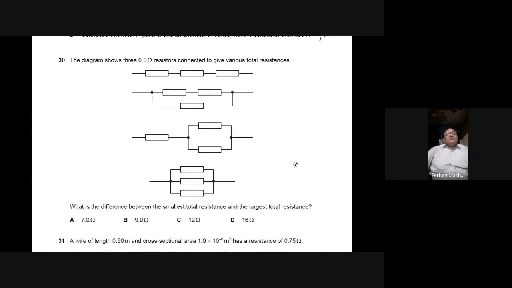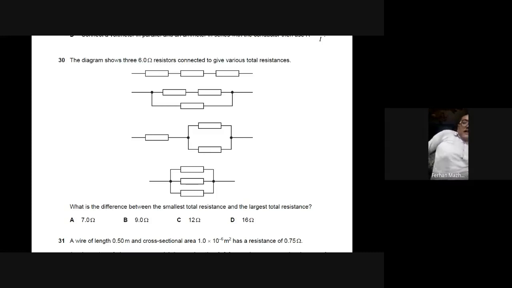Next, we have question number 30. The diagram shows three 6 ohm resistors connected to give various total resistances. What is the difference between the smallest total resistance and the largest total resistance? So smallest total resistance is possible when you have connected the three resistors in parallel to each other.